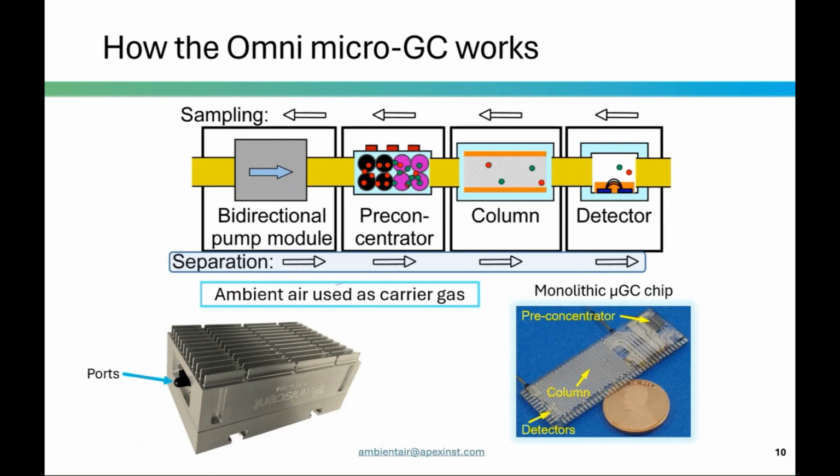Then we reverse the flow of the bidirectional pump and heat the pre-concentration material, and that causes the analyte to release, pass through the column, and over the capacitive detector to be measured.